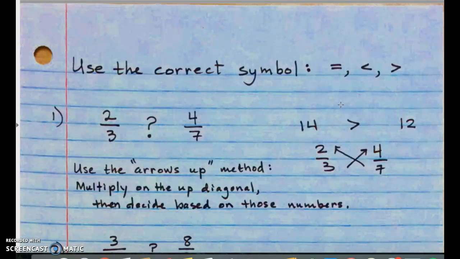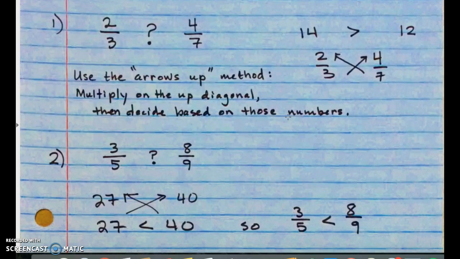And finally, we're going to use the correct symbol here, either equals, less than, which looks like an L, or greater than. So we've got 2/3 and 4/7. One thing that you can do is multiply going across and arrows up. So 3 times 4 gives you a 12, and 7 times 2 gives you a 14. So I've got a 14 on the left and a 12 on the right, and 14 is greater than 12. So I could say that 2/3 is greater than 4/7.